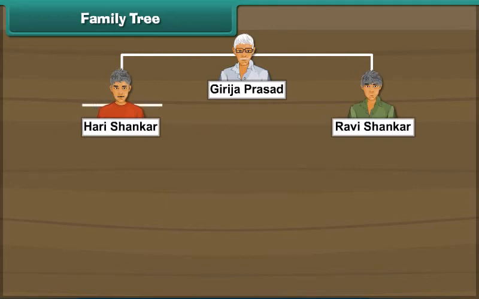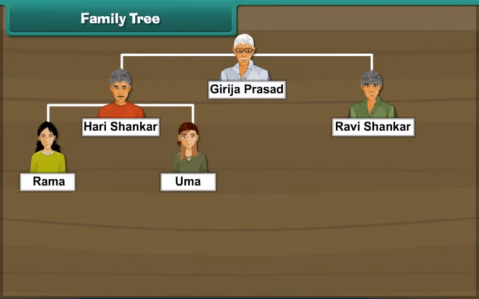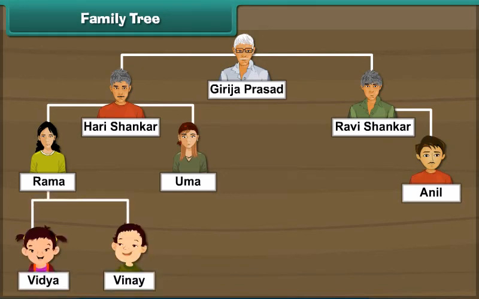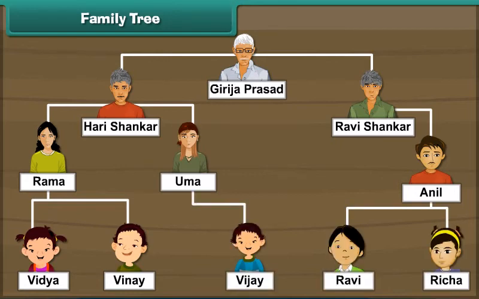Hari Shankar has 2 daughters, Rama and Uma. Ravi Shankar has 1 son, Anil. Rama has a daughter, Vidya, and a son, Vinay, while Uma has a son, Vijay. Anil has a son, Ravi, and a daughter, Richa. The family tree of Ravi's joint family is now complete.